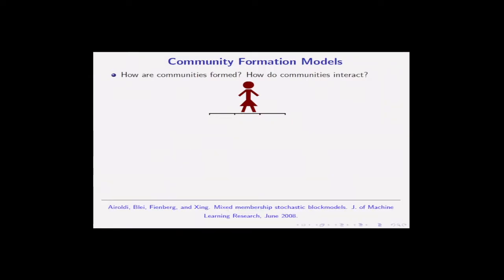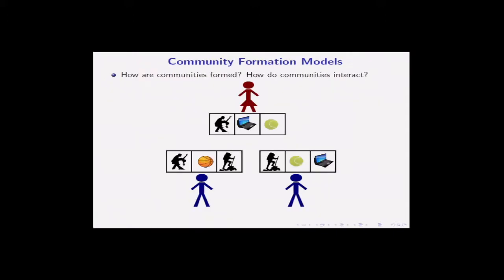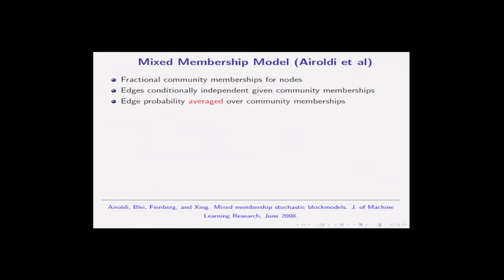Right, so with this intuition, there is a popular framework for modeling communities, which is the mixed membership stochastic block model of Airoldi et al. Here the intuition is that for every node in the network, there is some set of hidden community memberships. So every node has membership in different communities, and they're also weighted. You can think of it as some fractional membership in different communities.